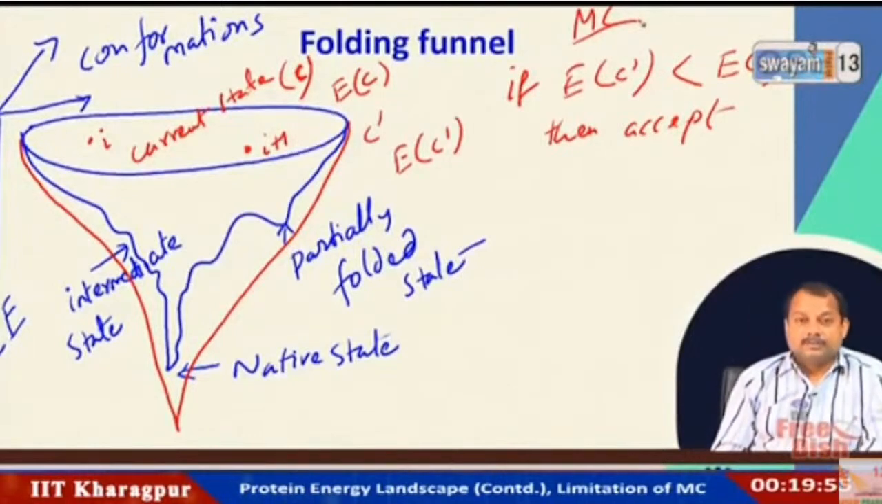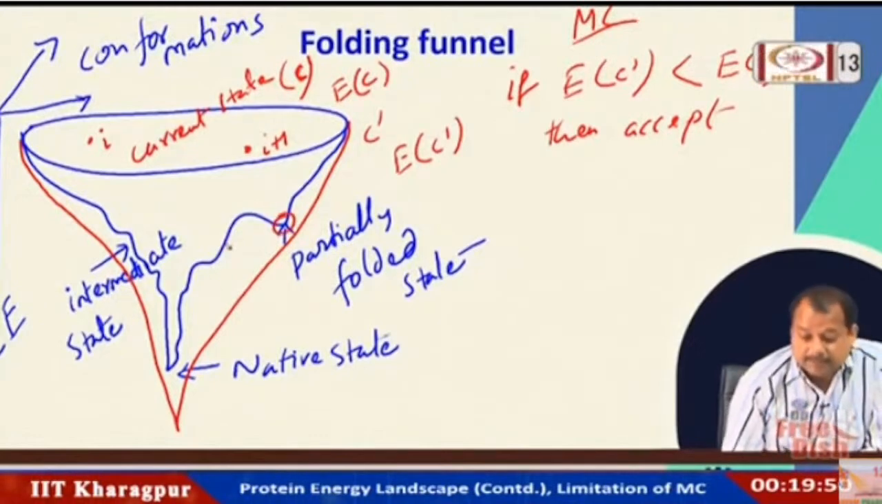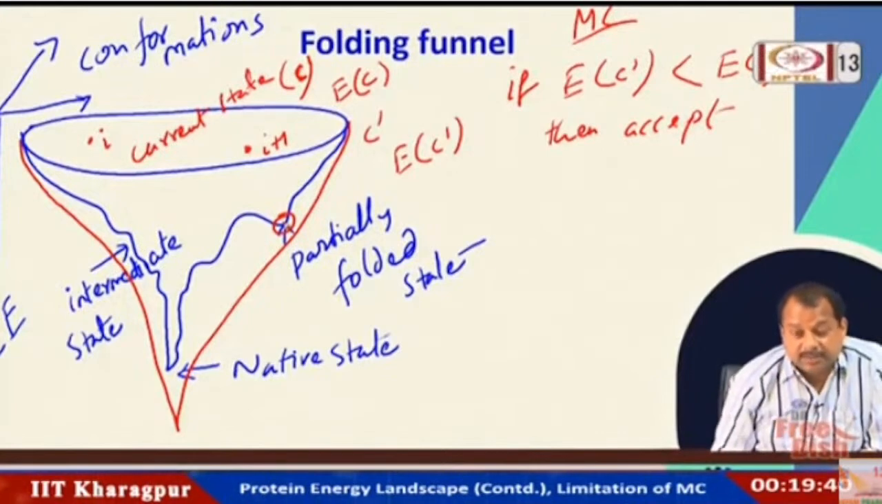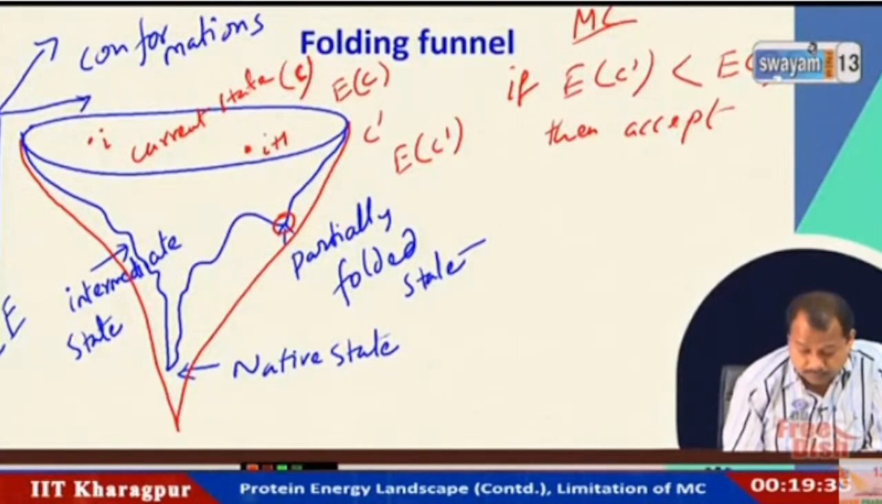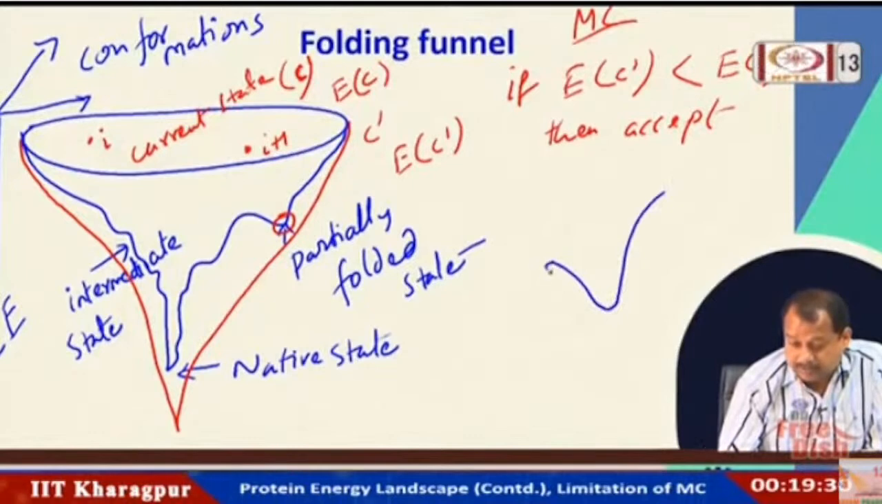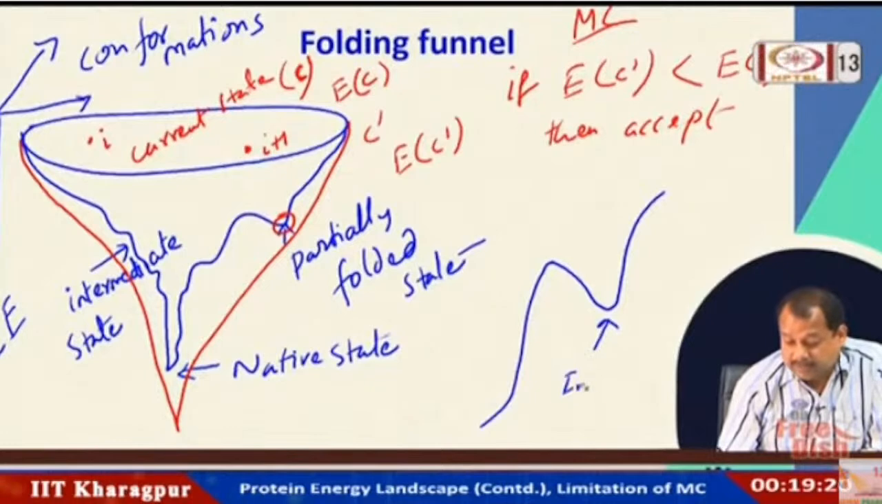Unfortunately, it is not the case. The case is here there is an intermediate state or partially folded state. If this is my partially folded state, then what will be the situation? Let me blow it up and draw here. So, I am having some state here and then it is going down. So, I am calling this region as partially folded or say intermediate state.